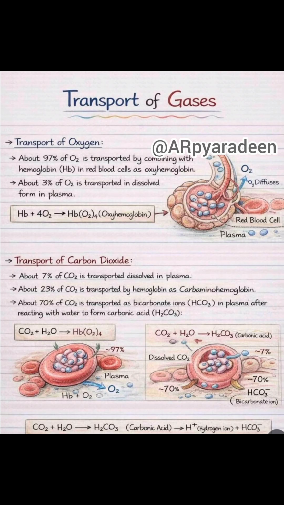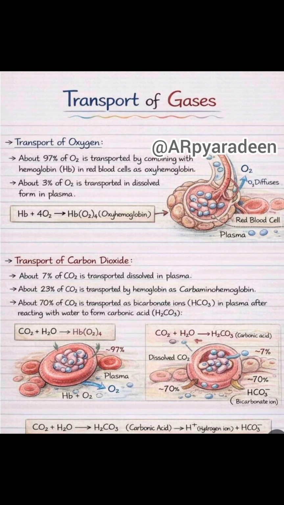RBCs contain a very high concentration of the enzyme carbonic anhydrase, and minute quantities of the same is present in the plasma too. This enzyme facilitates the following reaction in both directions. Carbon dioxide plus water, in presence of carbonic anhydrase, gives H2CO3. In presence of carbonic anhydrase, HCO3 minus plus H plus is going to form.